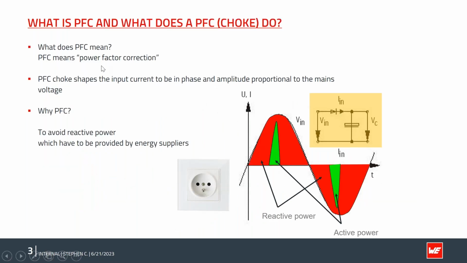So what does PFC mean? PFC means power factor correction. Basically, a PFC choke or PFC inductor shapes the input current to be in phase and amplitude proportional to the mains voltage, as you can see in this waveform. And we need to use PFC to avoid reactive power, which has to be provided by energy suppliers on top of the active power. In other words, the reactive power represents the energy that bounces back from the user to the utility company, resulting in unwanted losses and power line distortions.